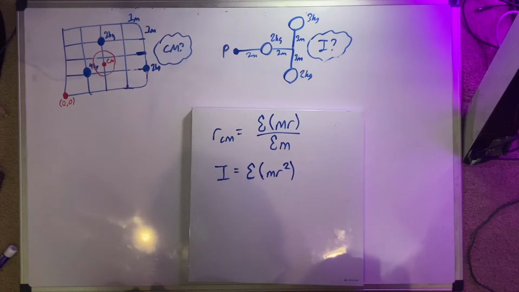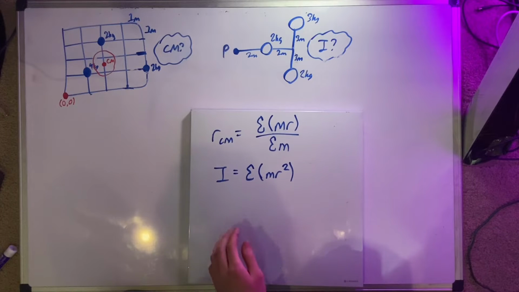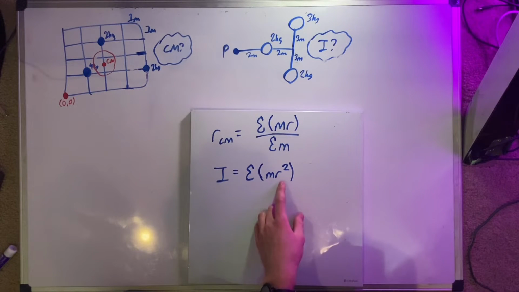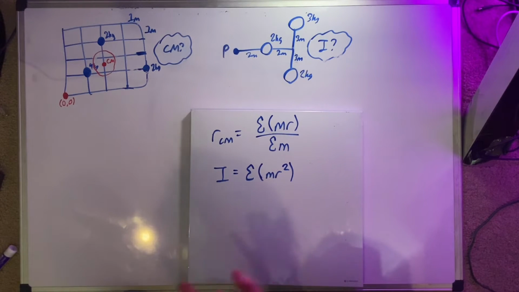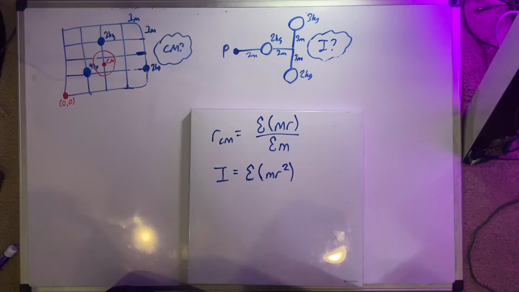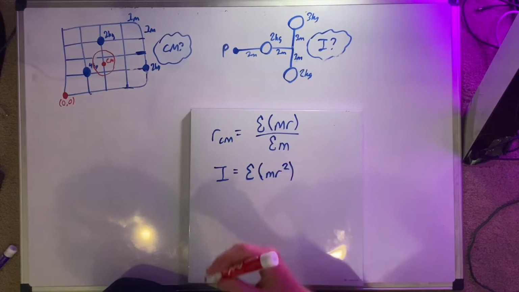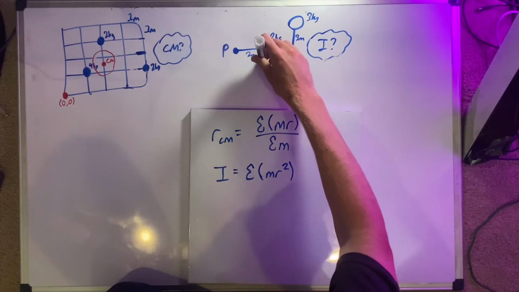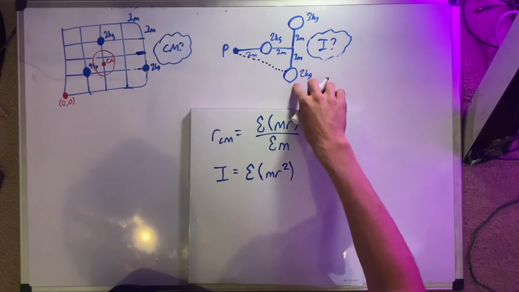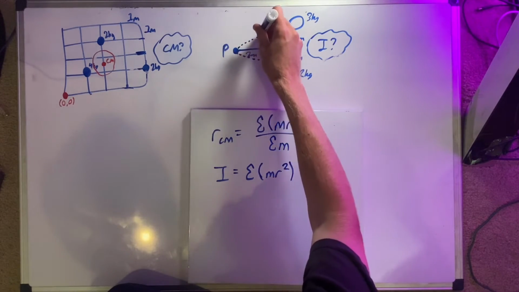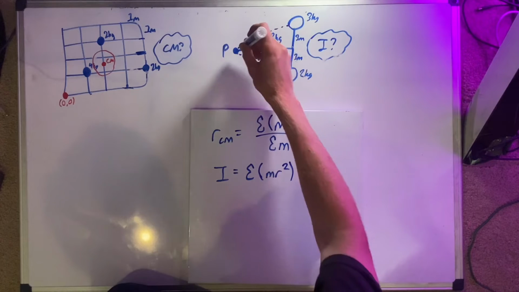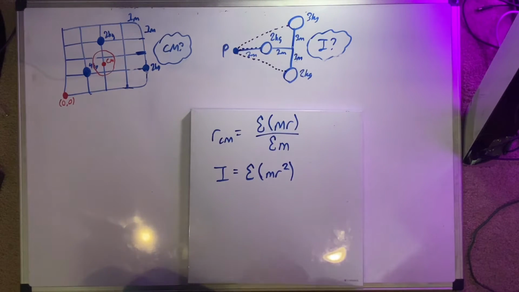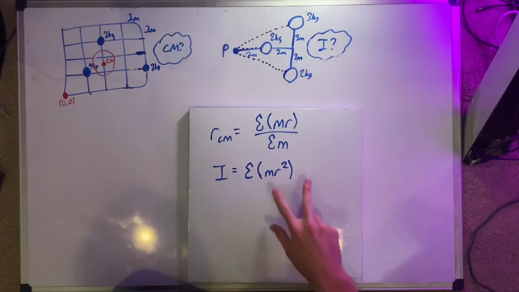And one thing that's nice about I, though, is that R has to be directly to the pivot point. There's no separate X's and Y's. R has to be directly to the pivot point, meaning that this distance, I'm going to use a different color, this distance here is what R is for this mass. This distance here is what R equals for this mass. This distance here is what R equals for that mass. And then we just sum all those up.